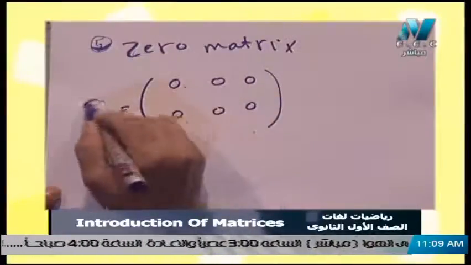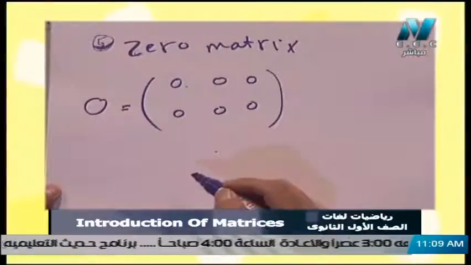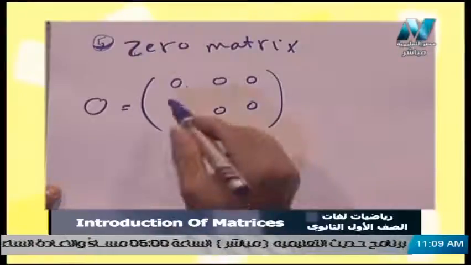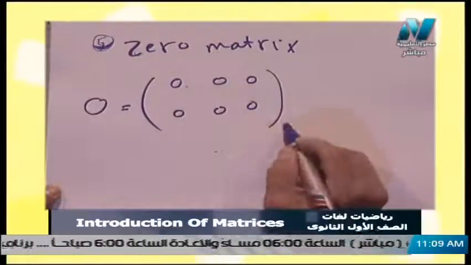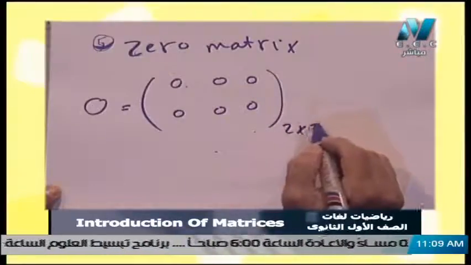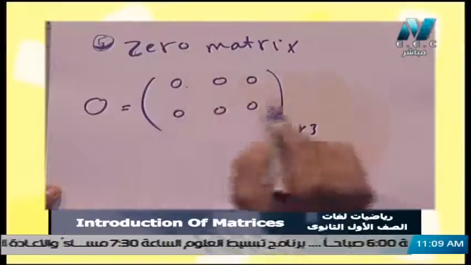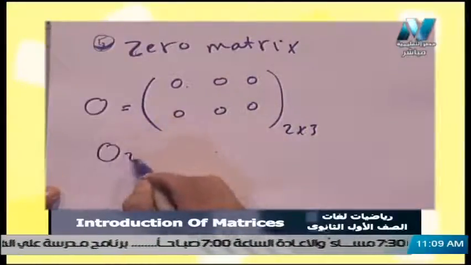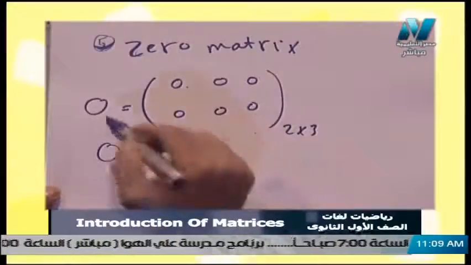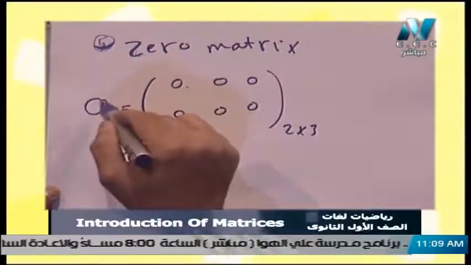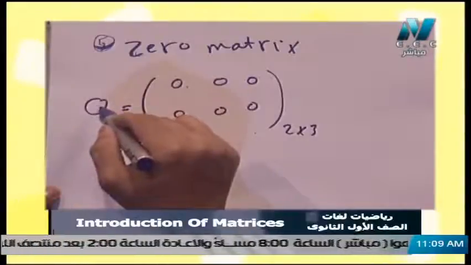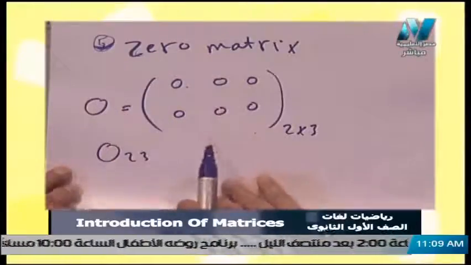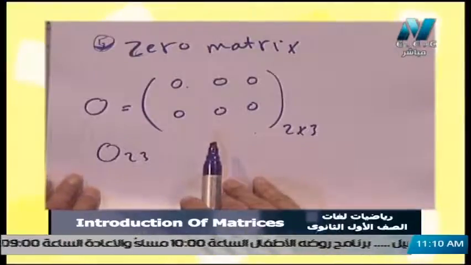So it's a zero element or zero matrix, and all of its elements equal 0. This zero matrix is of order 2 by 3 because we have 2 rows and 3 columns. So it's 0, 2, 3, and we symbolize it by capital O. Okay, it's a null or zero matrix.